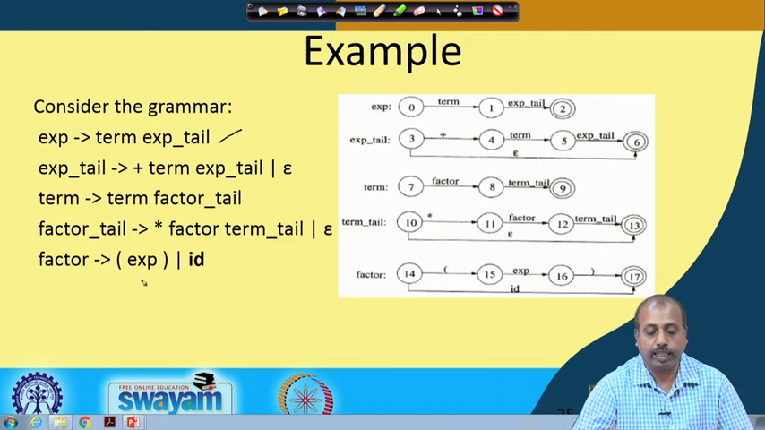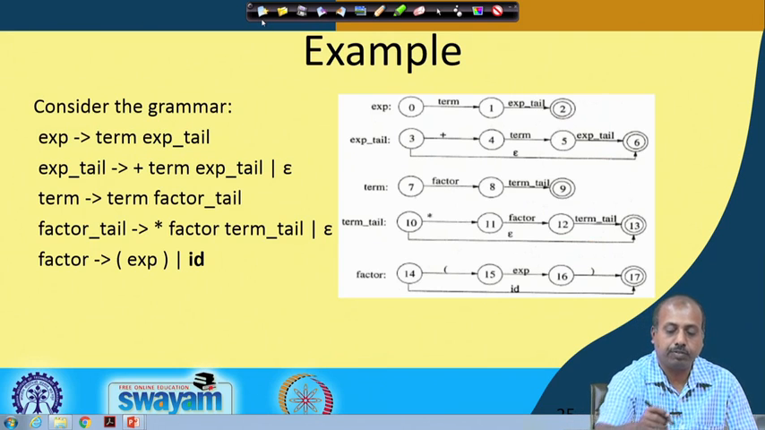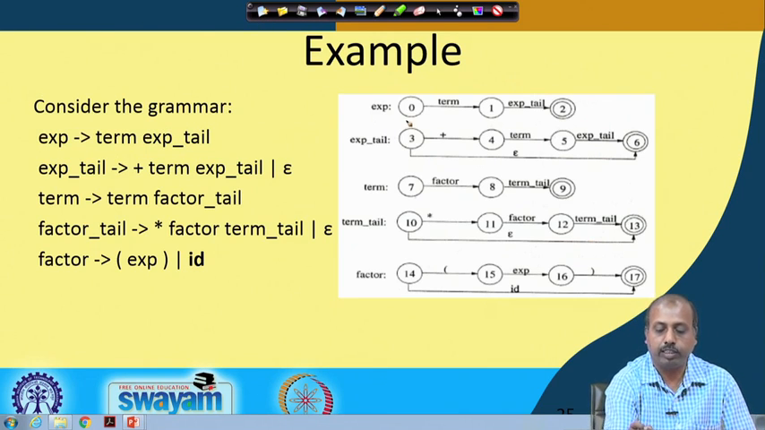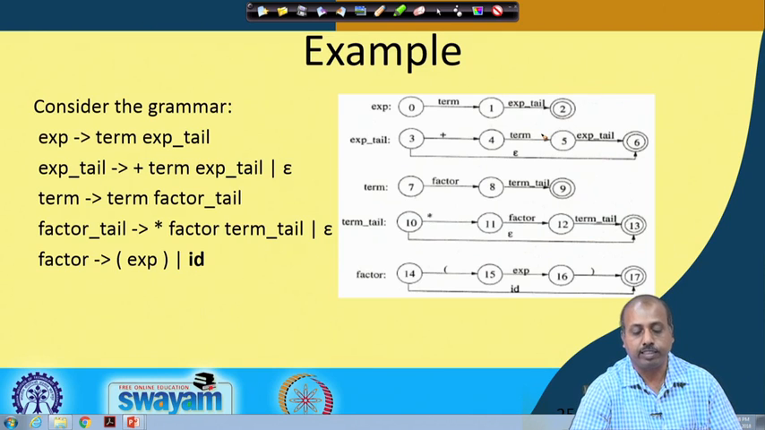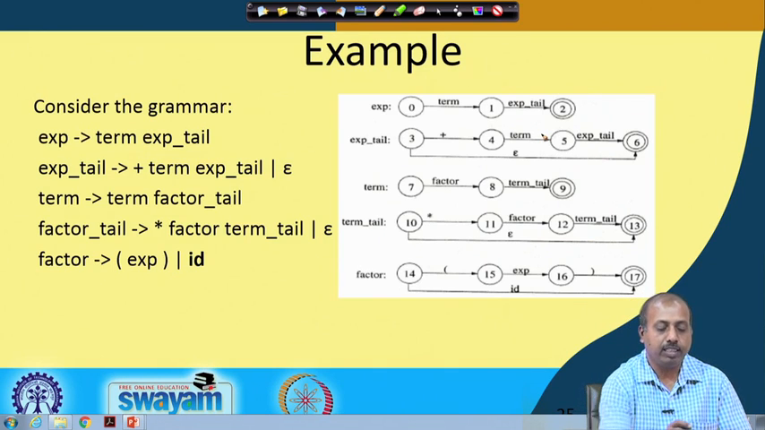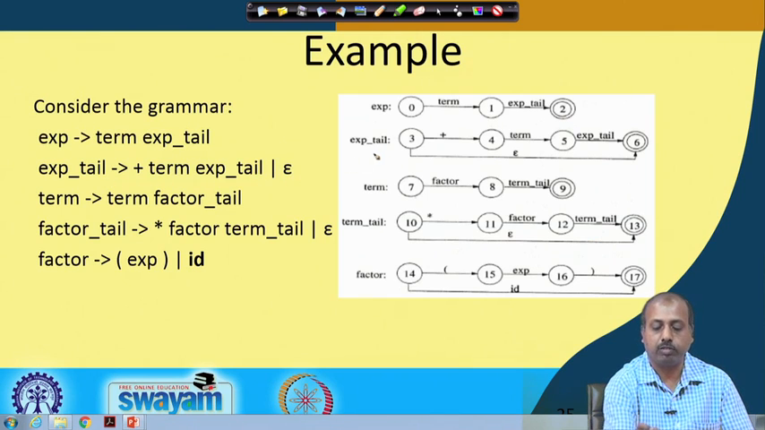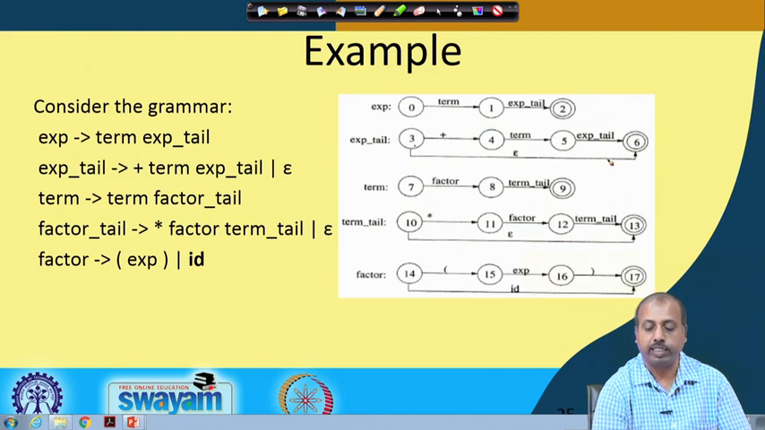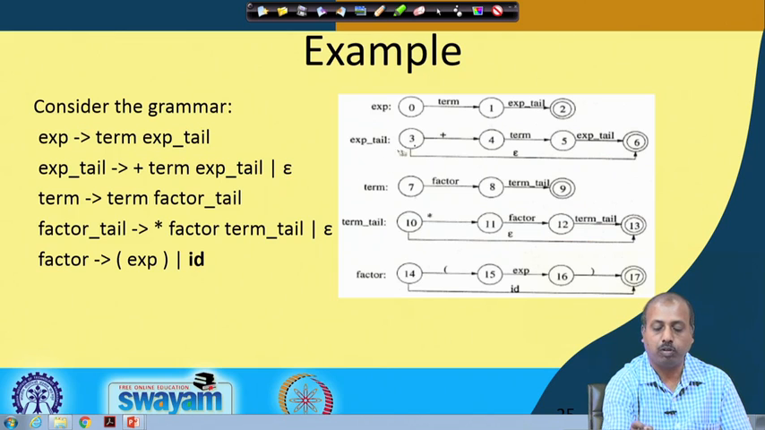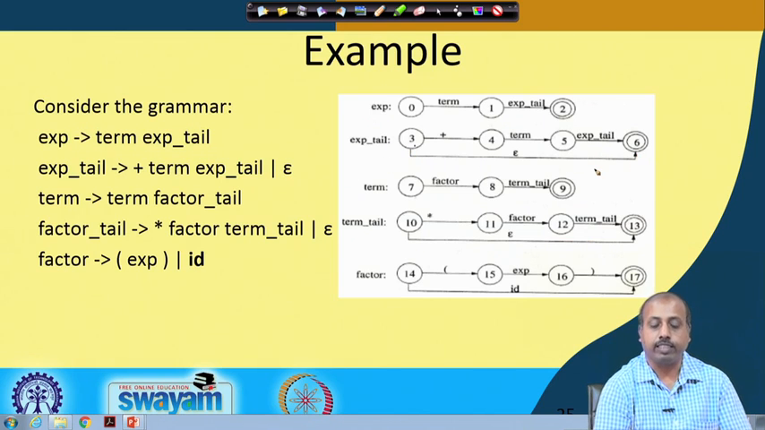The transition diagrams that we make are like this. First we have this for the expression. It is state 0, from there on term it goes to state 1, and from there on expression tail it will go to state 2, and state 2 is a final state. Then expression tail produces plus term, then expression tail, or epsilon. It starts at state 3. On plus it will go to state 4, then on term it will come to state 5, and from 5 on expression tail it will go to 6, and there is an epsilon production. So from 3 on epsilon it will go to state 6.